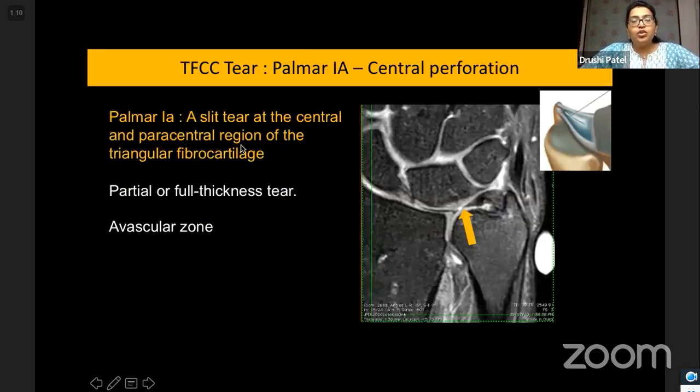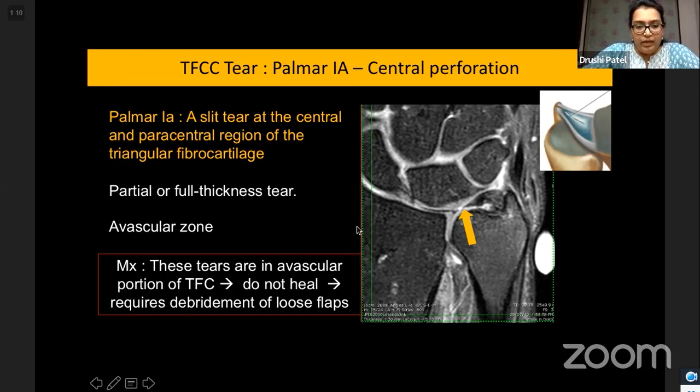So starting with the traumatic Palmer 1A, that is the central perforation. Now the thinnest portion of the disc proper, when there is a partial or a full thickness tear in this so-called avascular zone, that is known as 1A or central perforation. If it's a traumatic tear, since it's in the avascular zone, they do not heal, and it may require debridement of the loose flaps.